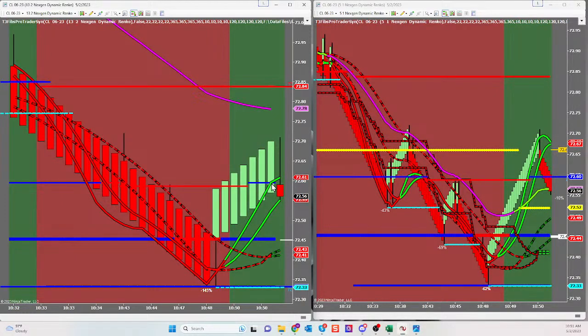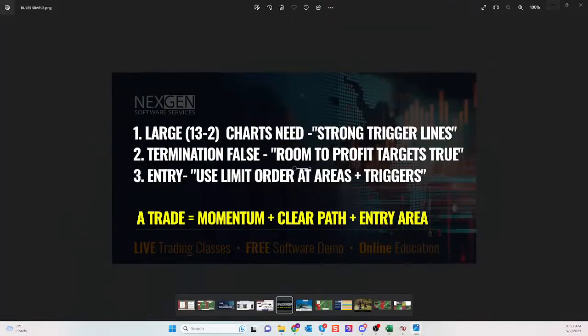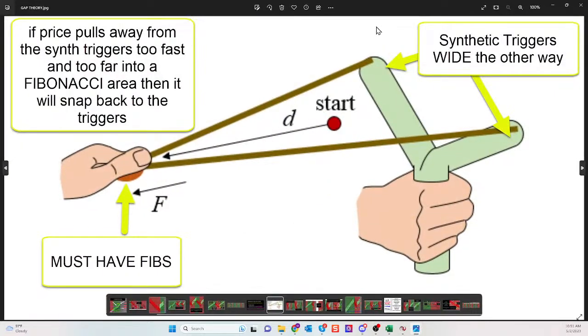We've reached Fibonacci resistance. None of the trigger lines have gone through. And guys, what do we notice about those large triggers? Does everybody remember the gap theory? What's the gap theory? Gap theory says that if price pulls away from the synthetic triggers too far, too fast into a Fibonacci area, it likes to snap back to the triggers.